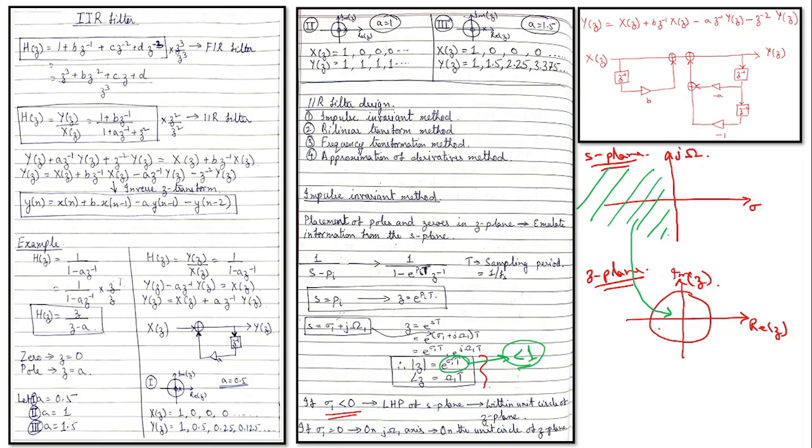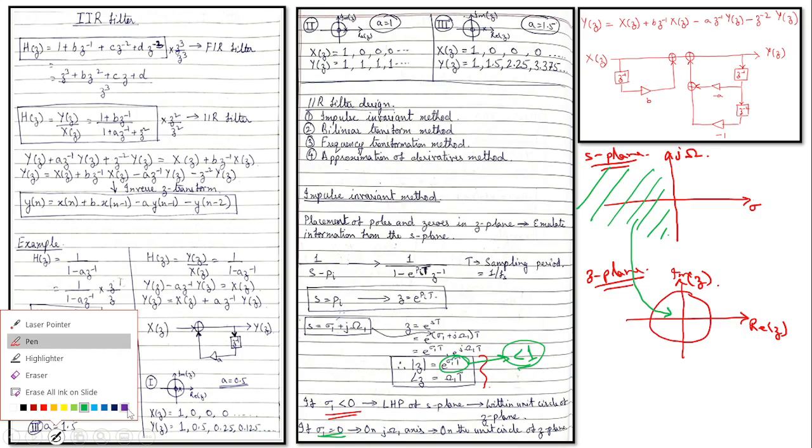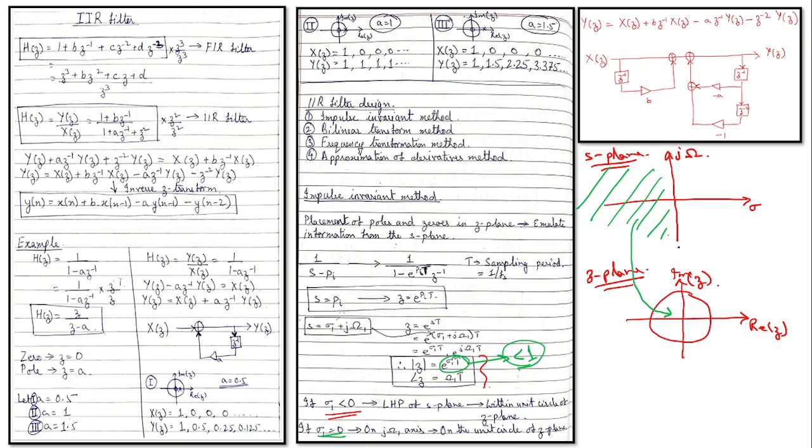Now when it is less than unity, that means all the locations on the left hand side will be plotted within the unit circle. Similarly, if sigma 1 is equal to 0, then in that case we will be on the imaginary axis over here, and when it is 0, our amplitude is 1. And where is our amplitude 1? It is on the unit circle.